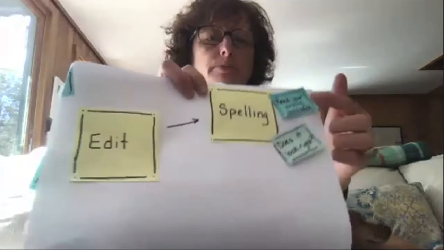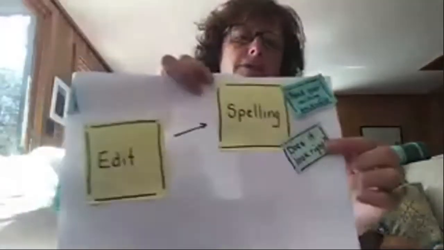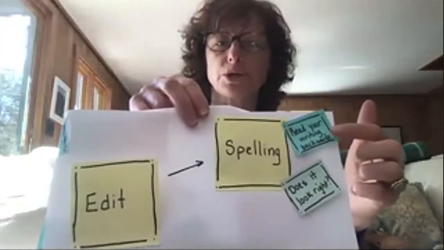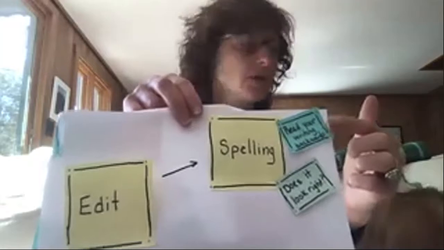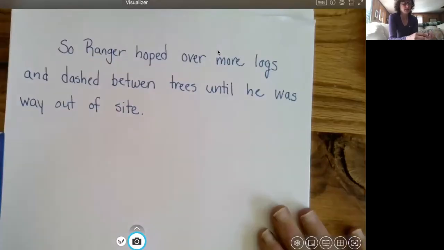In spelling, yesterday we learned how to ask ourselves, does it look right? And today I want to teach you a strategy you can use called read your writing backwards. These are strategies writers use all the time. Let me show you what I mean. I took my story I was writing about Ranger, that you've seen before, and I spelled a few words incorrectly so that we could practice this. So you can see some of my writing.